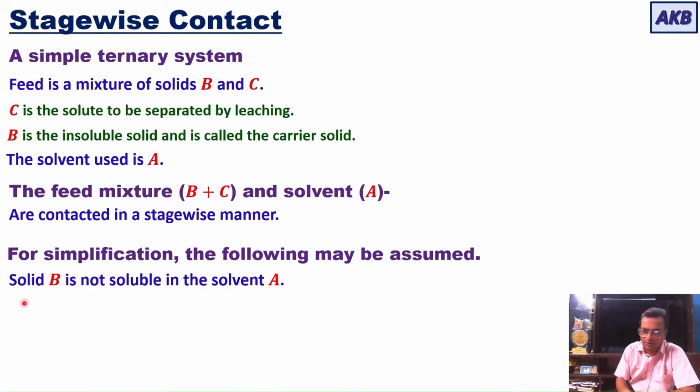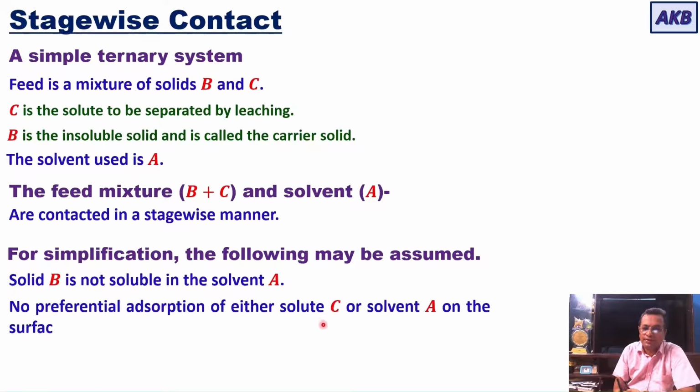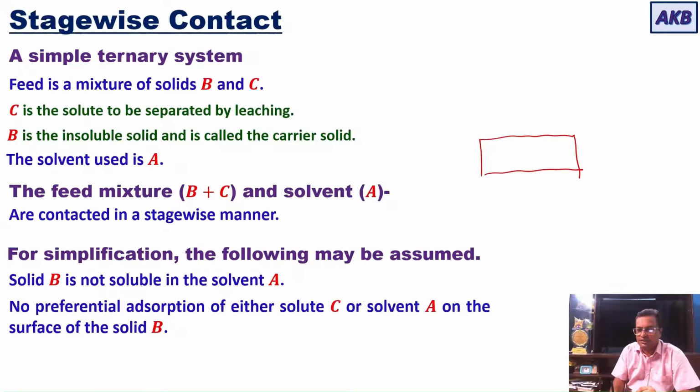So solid B is not at all soluble in the solvent. This is one assumption. Then you can assume that there is no preferential adsorption of either solute C or solvent A on the surface of solid B. I have discussed this in all my videos on stage-wise leaching, but still I'll just tell you briefly. In this case, you have a mixture of two solids B and C. This is the solid mixture B plus C, and you are contacting it with a solvent. The solvent in this case is A.